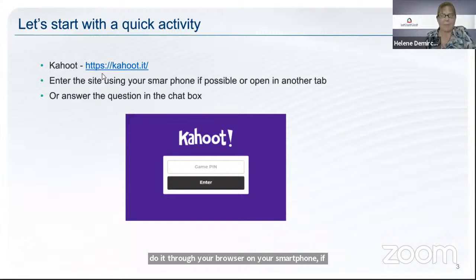if possible. Denise is going to share the link in the chat, I think. You can enter the site. Well, I said this is your smartphone. There's a typo there. Or you can open another tab on your screen, but you do have to see the two screens at the same time. So you have to flip between the two. If not, you can just answer the questions in the chat box.